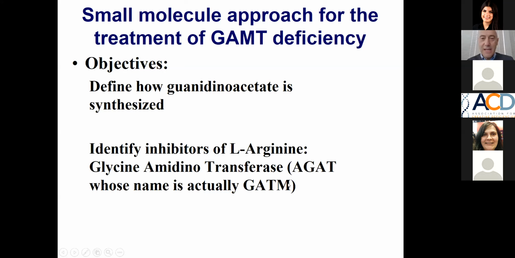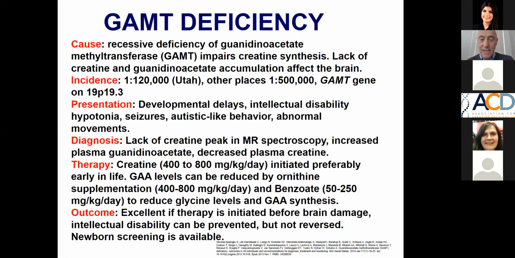GAMT, which is the condition that we want to try to treat with this inhibitor. This slide reminds you of GAMT deficiency, which is one of the brain creatine deficiency syndromes. And what I want to focus on is how do we treat this disease? We give supplements of creatine, but those by themselves are not sufficient. The first few patients were treated with creatine alone, and they still suffered severe problems with that therapy alone.